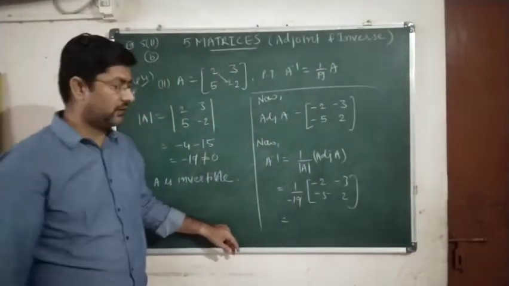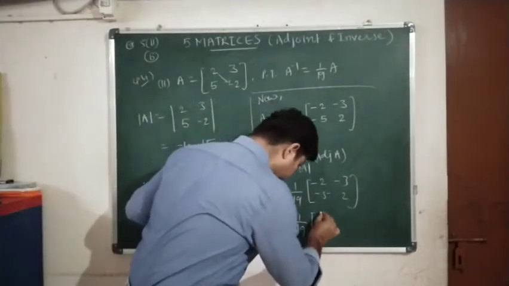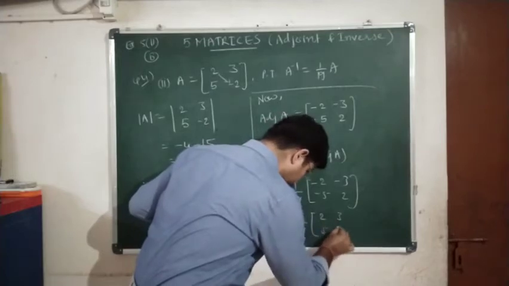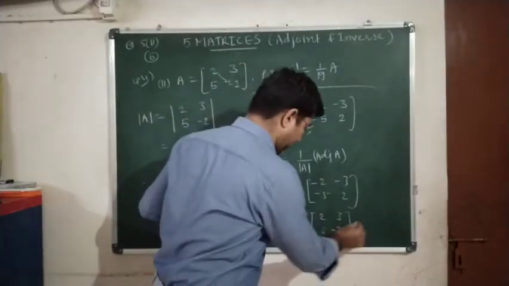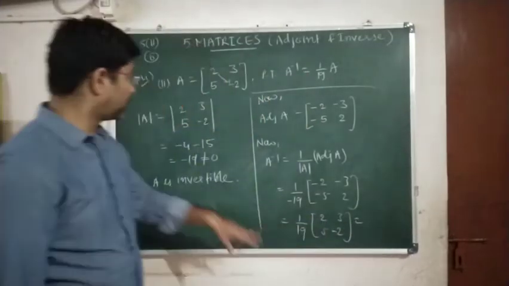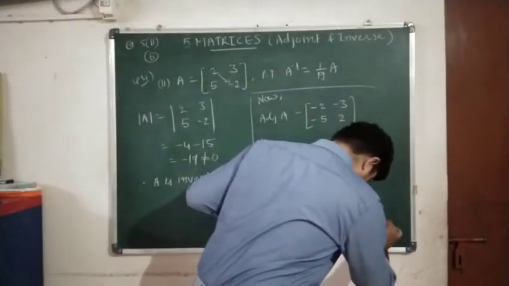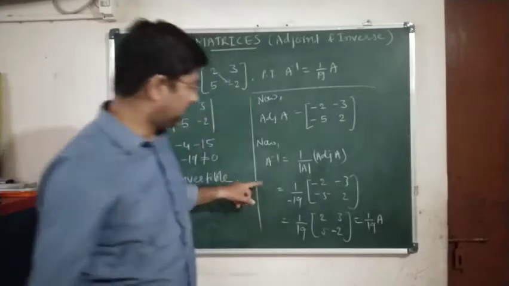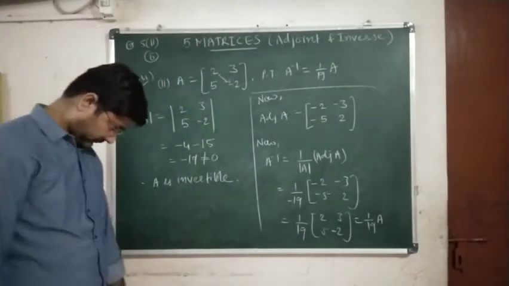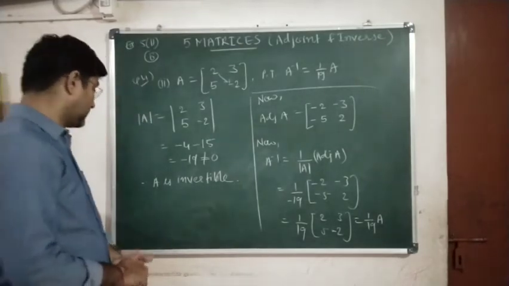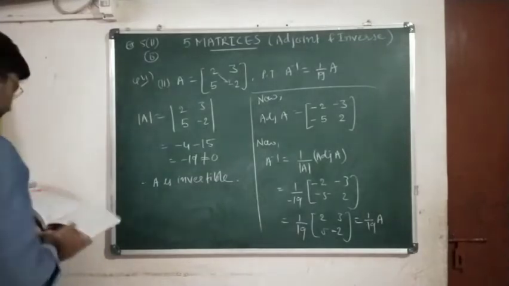Taking minus 1 common from the matrix, we will get 2, 3, 5, minus 2. Now this matrix obtained is matrix A, so it is equal to 1 upon 19 into A. So hence we have proved that A inverse is equal to 1 upon 19A. So this is the second part of question number 4.